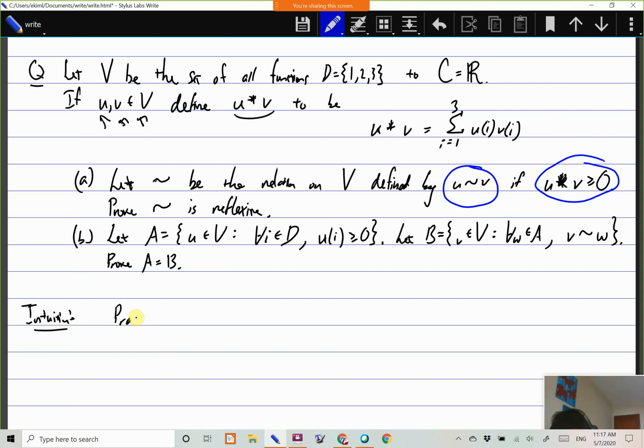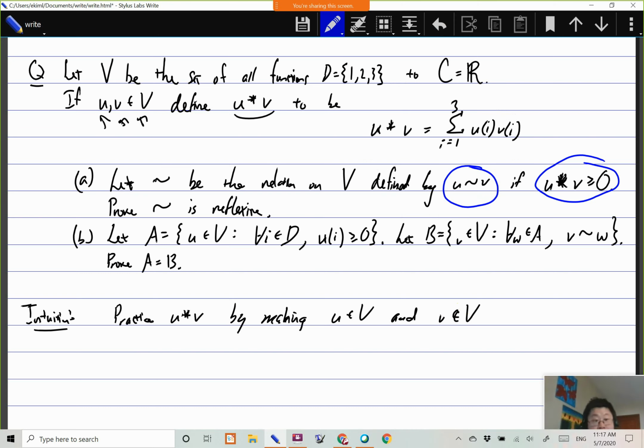I would say, practice what U star V is by making, first of all, a little u in capital V and a little v in capital V, because those are the ingredients necessary to really dig into this U star V. So let me do that. If little u has to be in capital V, and capital V is a set of all functions from D to C, then little u needs to be a specific function from D to C.